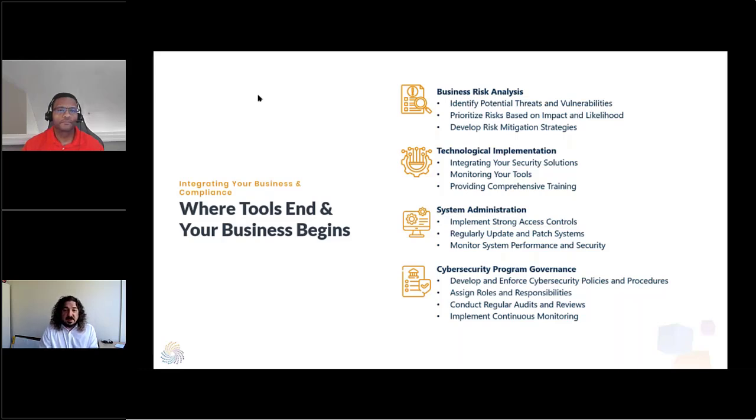Owning the tools is one thing, using the tools is a totally different thing, right? So how are we monitoring? How are we training? How are we making sure that things are integrated? After we've implemented the technology, how are we administering it? So how do we keep things up to date? And then this concept of program governance, how are we regularly assessing the effectiveness of what we're doing? So all of these things are things that you need to consider.